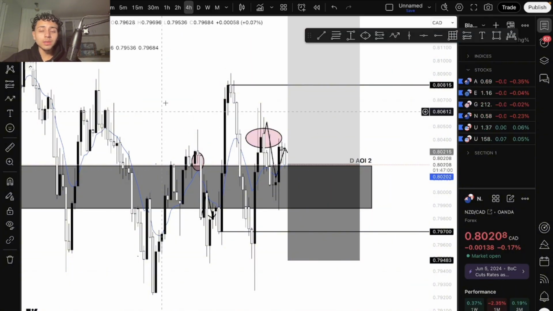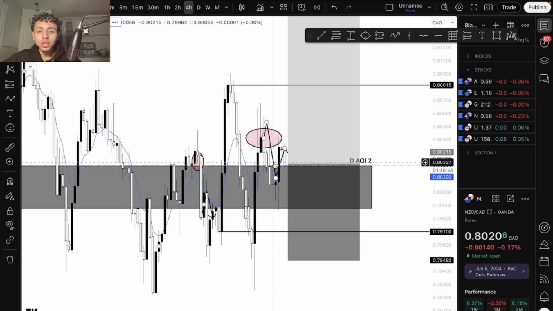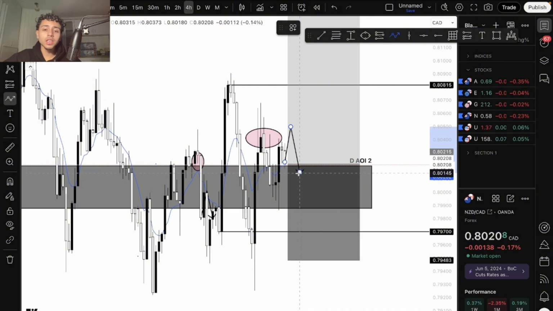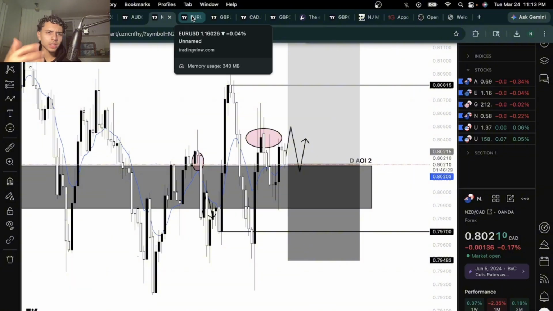So NCD CAD, I'm still waiting for some confirmation. So what I'm waiting for here is for this 4-hour candle to go above this candle here, and then come back and retest this area of interest, and then see a candle respecting this area of interest, and then get in the market. If I don't see that happening, I won't be getting into this market, even if it goes up and I miss out on this trade, because I'm following my rules. I'm not trading based on emotions.